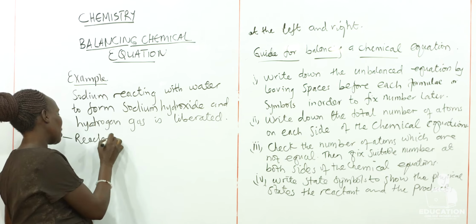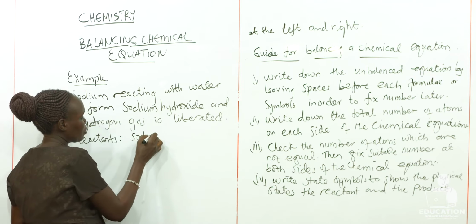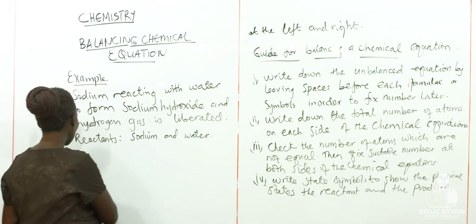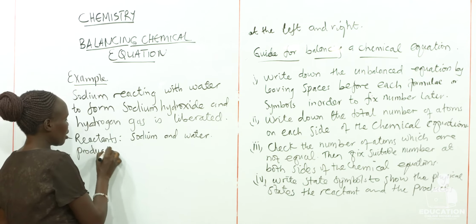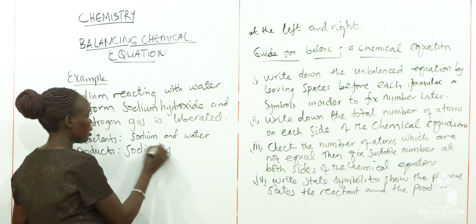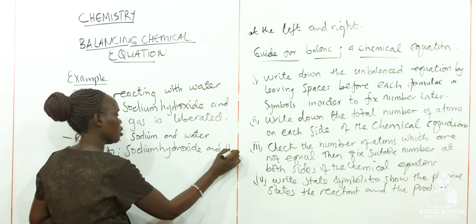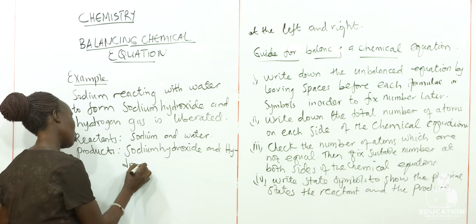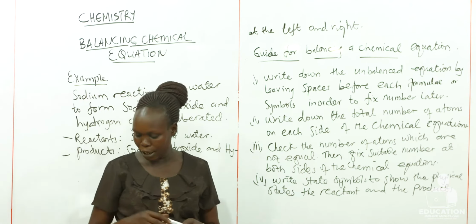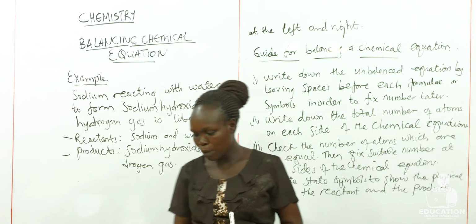In this case, the reactants are sodium and water. And the products are sodium hydroxide and hydrogen gas. So here the reactants and the products are very clear there. We have seen that sodium and water are the reactants, and sodium hydroxide is the product.